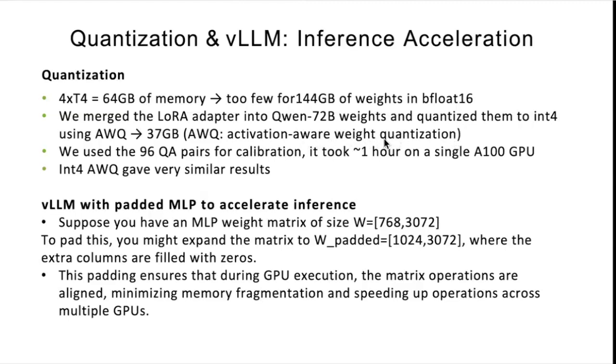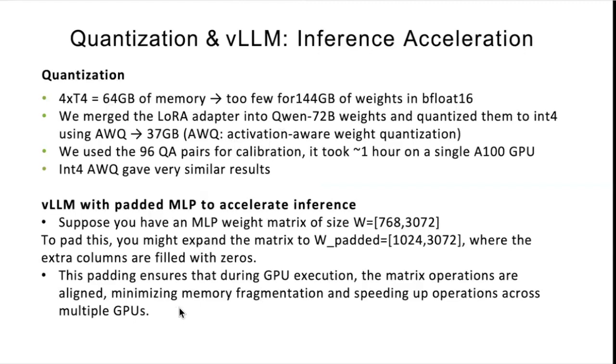So that it makes sure that the weight is scaled in the right way, and all the quantization range is utilized for the quantization. And they use the 96 QA pairs, the examples, for the quantization calibration, and it takes about 1 hour on a single GPU. And they claim that this 4-bit quantization gave similar results compared to the original non-quantized version of the model. So that's on the quantization that solves how to load the LM into the limited memory.